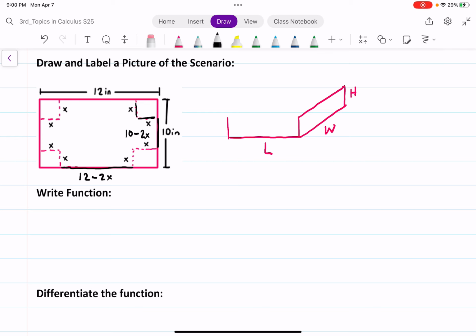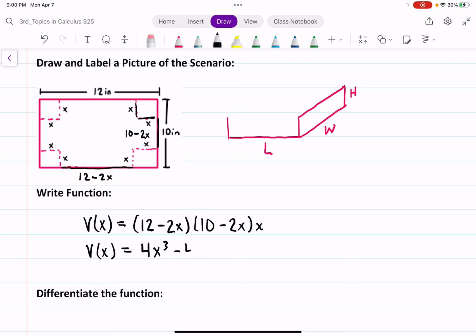So that means that our volume formula is length times width times height. And now we just want to put it in standard form, so you want to FOIL everything out. And if you FOIL everything out, you should get 4x cubed minus 44x squared plus 120x.